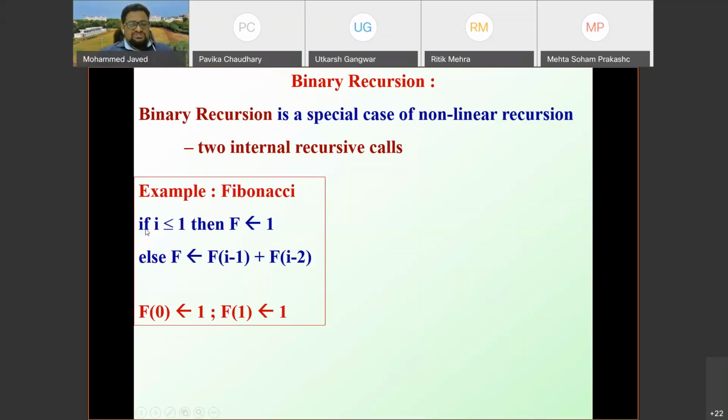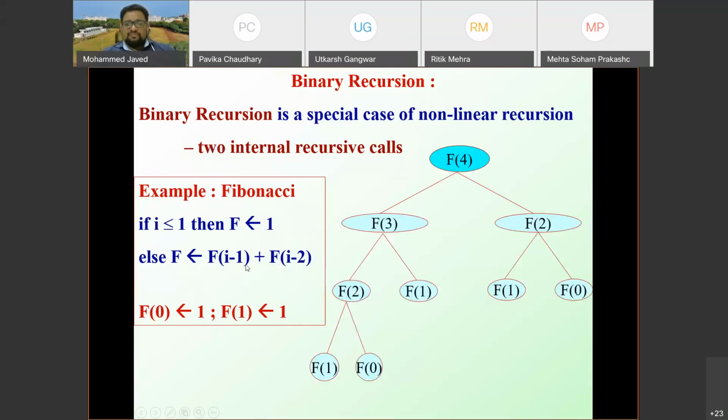For the Fibonacci number, if I is less than 1, then f is equal to 1. Else f is equal to f of I minus 1 plus f of I minus 2. The initial conditions are f of 0 is 1, f of 1 is 1. This is the starting initialization, and then the algorithm would proceed like this. It would split f into f of I minus 1 plus f of I minus 2, and it adds the answers.